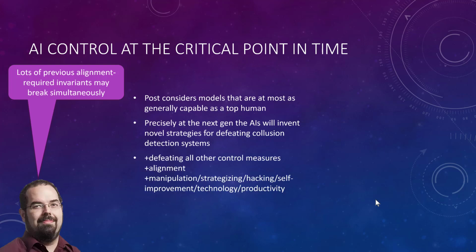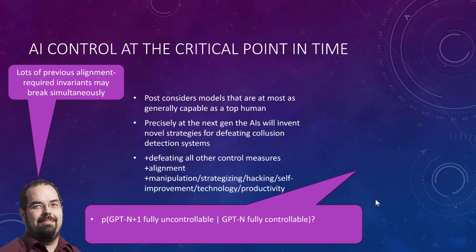And it seems like this is what will happen at the step from GPT-6 to GPT-7, the place where they get above that. And it seems the ability to defeat collusion detection systems is very strongly related with the ability to get out of AI boxes, to see through honeypots, to basically defeat all other control measures. And it's, as Eliezer says, the place where a lot of alignment breaks. Now suddenly it gets a new ontology, and it becomes superhuman at human manipulation, strategizing, hacking, self-improvement, technology, productivity, Bostrom's six cognitive superpowers. So it seems like potentially all of this could happen at once.